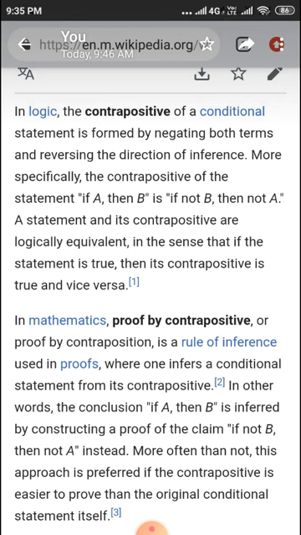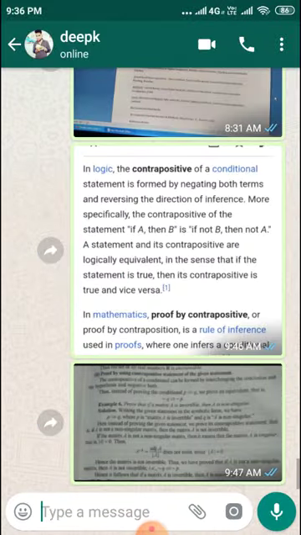In other words, the conclusion "if A then B" is inferred by constructing a proof of the claim "if not B then not A". More often than not, this approach is preferred if the contrapositive is easier to prove than the original conditional statement itself.